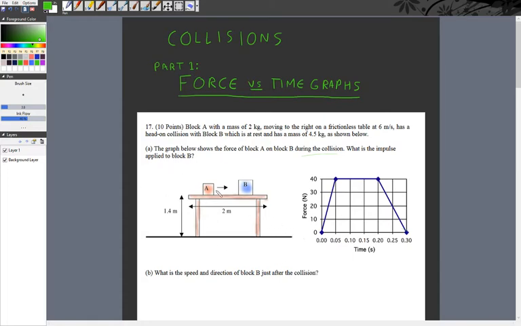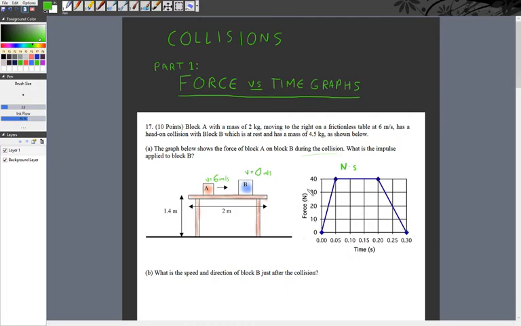Okay, so here's the situation. Block A is moving to the right at 6 meters per second. Block B is equal to 0 meters per second. That's at rest. And it's asking about the impulse. Okay, I know impulse has units of Newton seconds, and I know that impulse is equal to the average force times the time interval of contact.